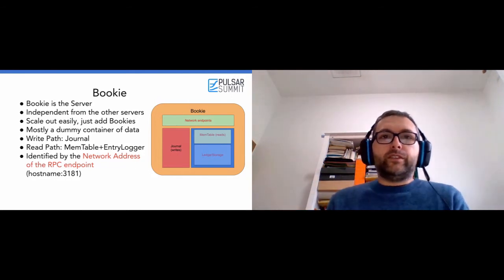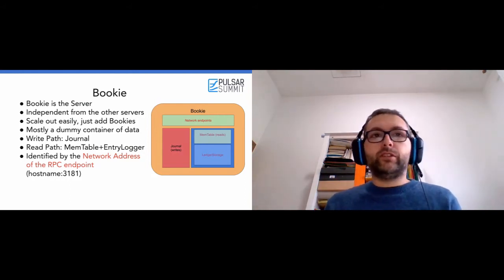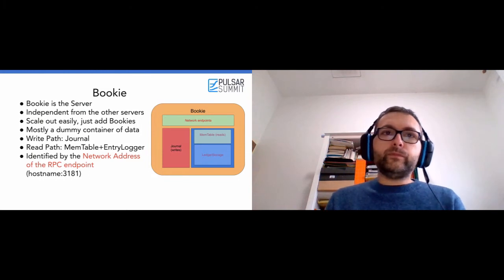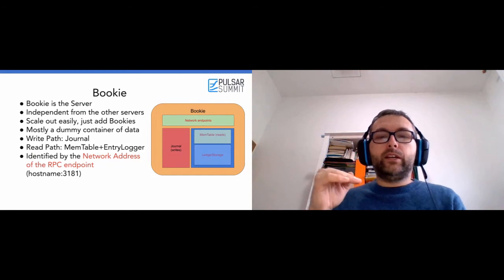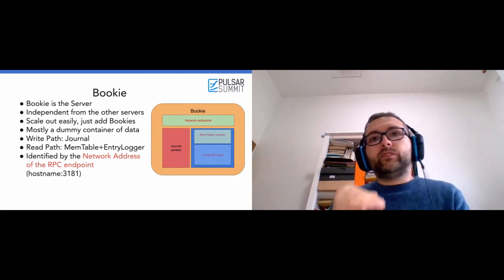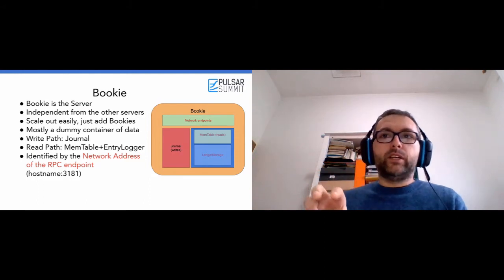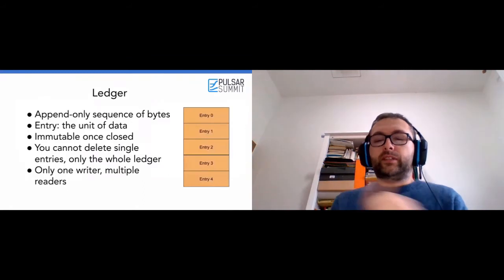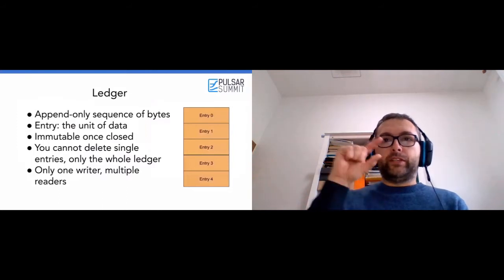The ledger, on the other part, is the main and only data structure. It's an append-only sequence of bytes. So you write the entries. The entry is the unit of data. When you write and you read, you can only write the whole entry. You cannot read in the middle of one entry, and usually these entries are little. In Pulsar, an entry is a message or a batch of messages.